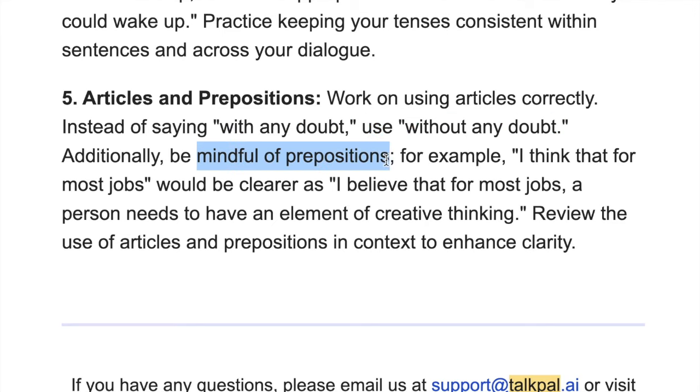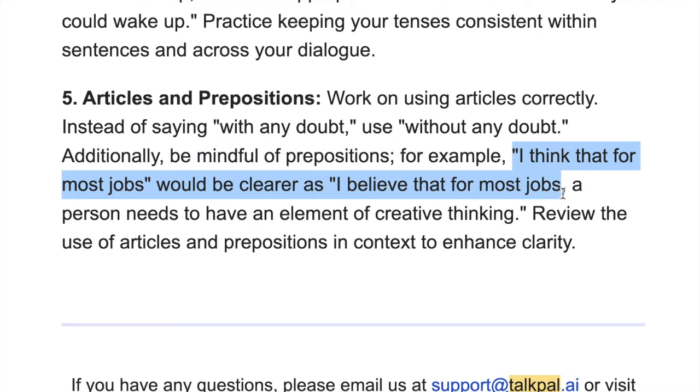It also told me to be mindful of prepositions and gave this as an example mistake. It's a mistake where it told me to use "believe" instead of "think". That has nothing to do with prepositions. And this mistake was one of the unnecessary ones anyway. So here it's just layering bad advice on top of bad advice.